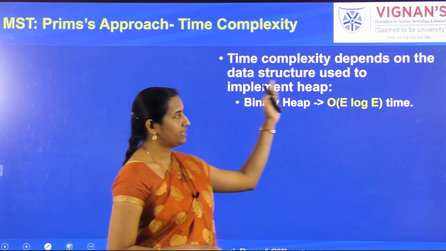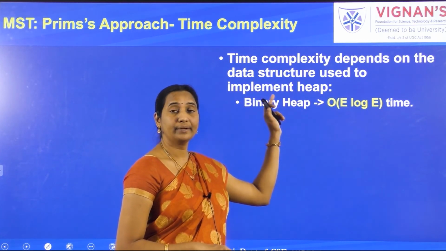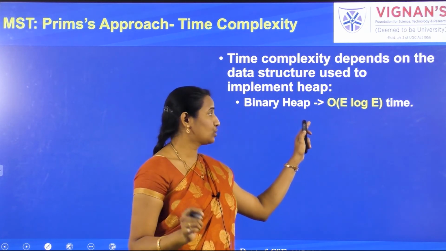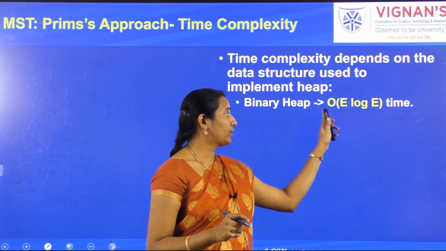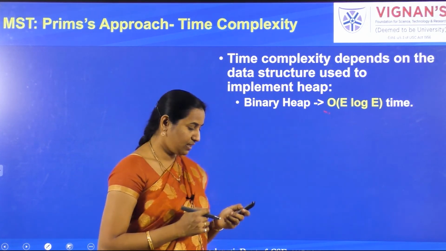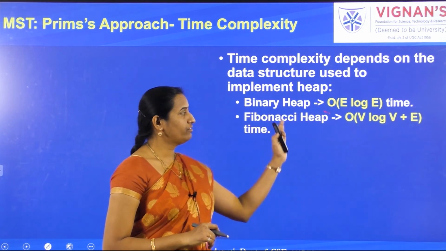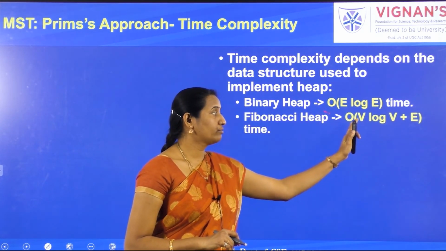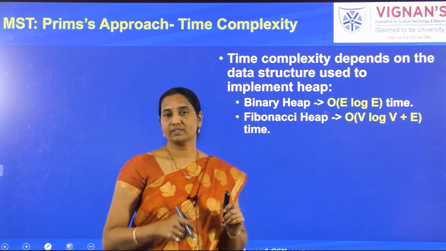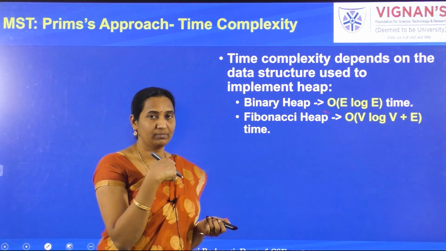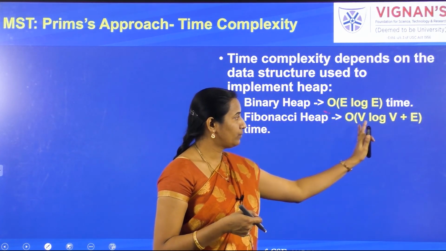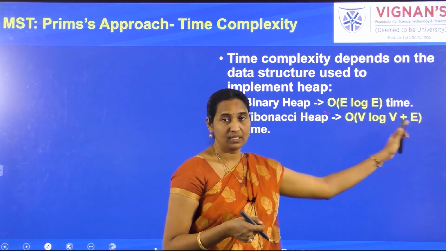Time complexity basically depends on the data structure that you are using to implement the queue. If you are using a binary heap to implement the queue, then the time complexity would be order of E log E, which is equivalent to order of E log V. That's what we have seen earlier, right? And if you are using the Fibonacci heap, then it would be order of V log V plus E, because when you are using Fibonacci heaps, the extract min operation takes less time than in the binary heap. That's how the time complexity would be order of V log V plus E.